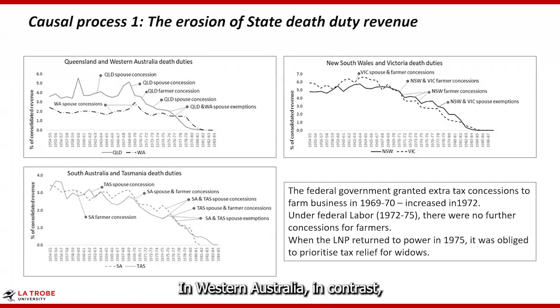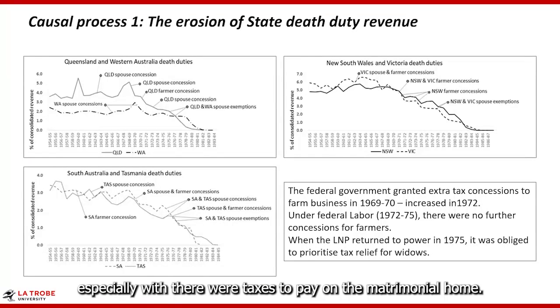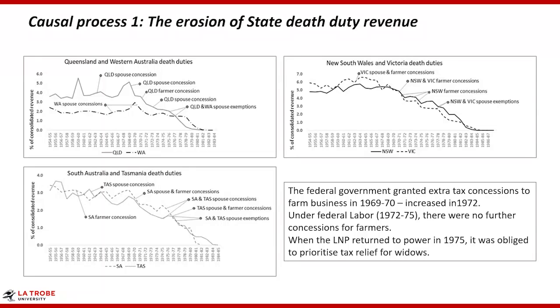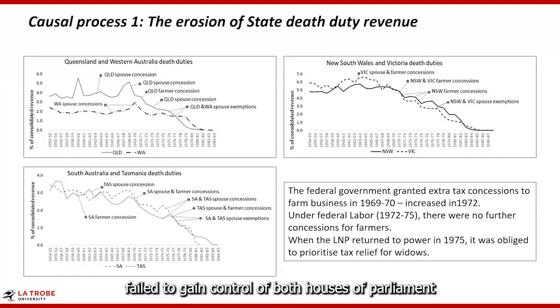In Western Australia, in contrast, both Liberal and Labor governments awarded tax concessions to surviving spouses well before senior members ever came on the scene. People in government recognised perfectly well that widows struggled when their husbands died, especially when the taxes were paid on the matrimonial home. The situation changed in 1977 when the Liberal Party under Sir Charles Court failed to gain control of both houses of Parliament in the state election.